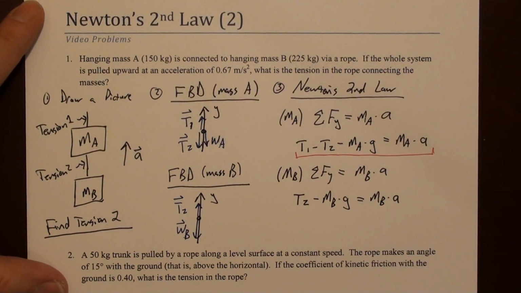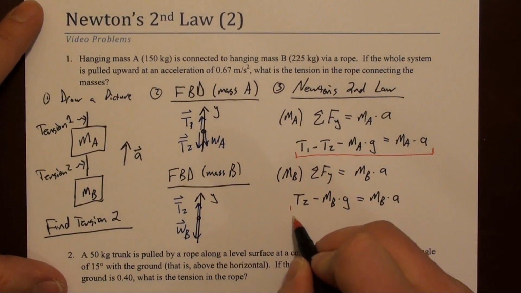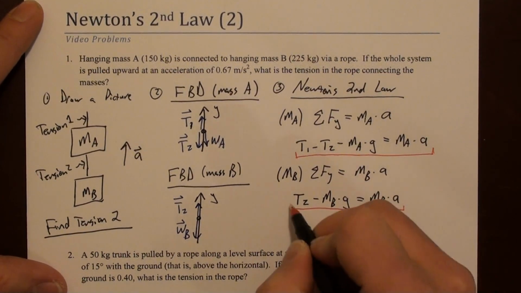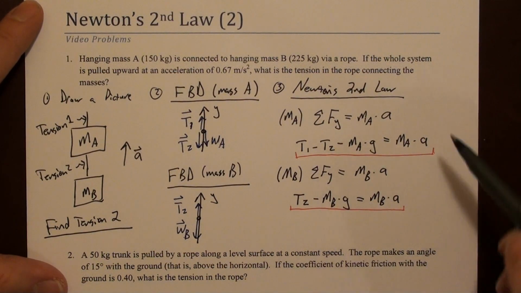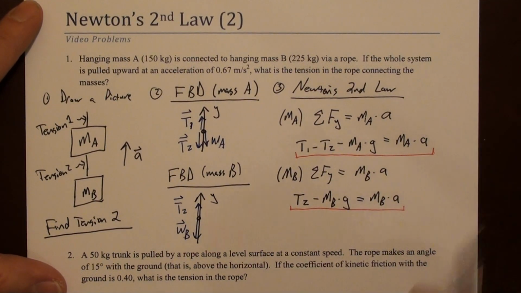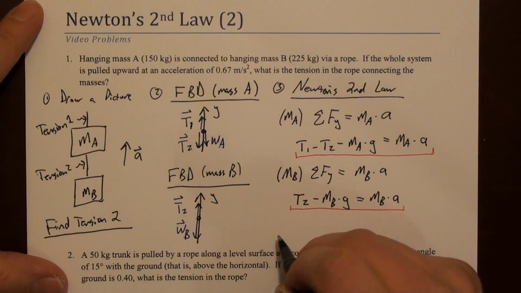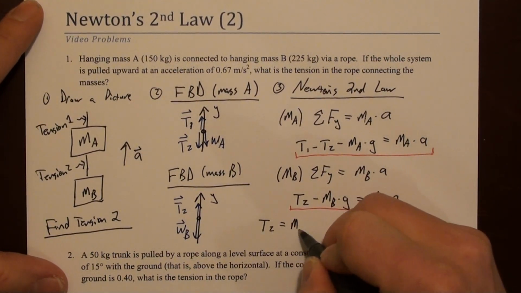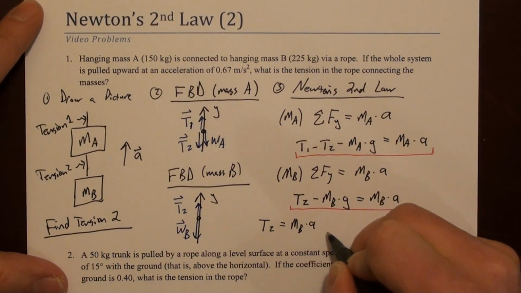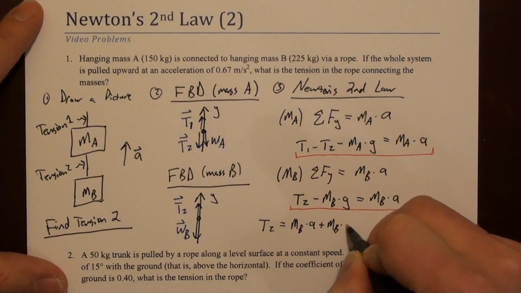And this is one equation and one unknown. In fact, it's the unknown we care about, right? T2 right here is what we're looking for. So it looks like I actually don't have to use the equation that I got from mass A, but that's okay. It's still worthwhile to have filled it out. So it looks like I can simply say T2 is MB times A plus MB times G.